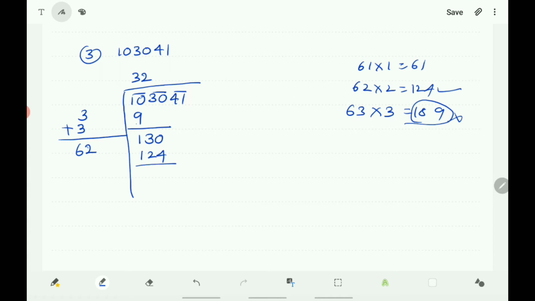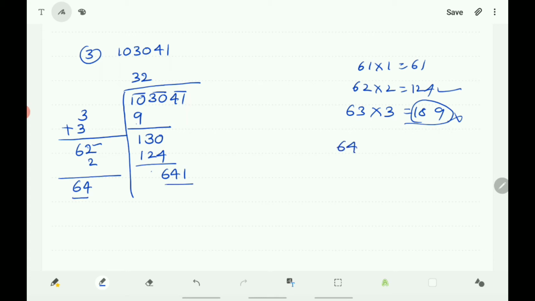That is 62 into 2 is 124. So 130 minus 124, the remainder is 6. You take the 41 below. The next complete group 41, you take down. So it becomes 641. Here you add 2, the 2 you have taken here. So it becomes 62 plus 2, and it becomes 64.